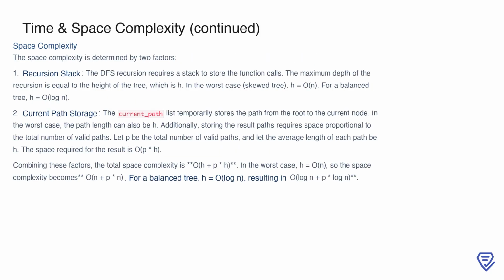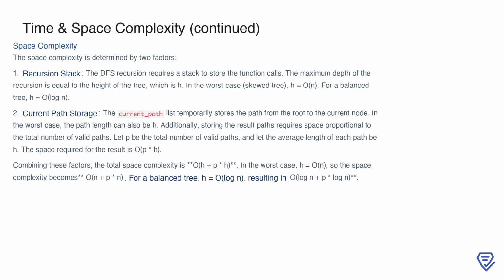The space complexity of the solution is influenced by two main factors. First, the recursion stack used during the DFS traversal requires memory proportional to the height of the tree, denoted as h. In the worst case, where the tree is skewed, this height can be O(n), whereas for a balanced tree, it's O(log n). Second, the algorithm uses a current_path list to temporarily store the nodes along the path being explored. The length of this list is also proportional to h.